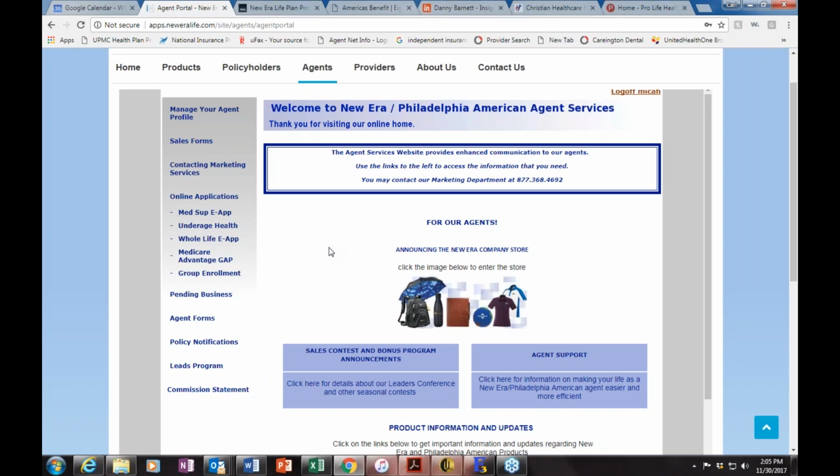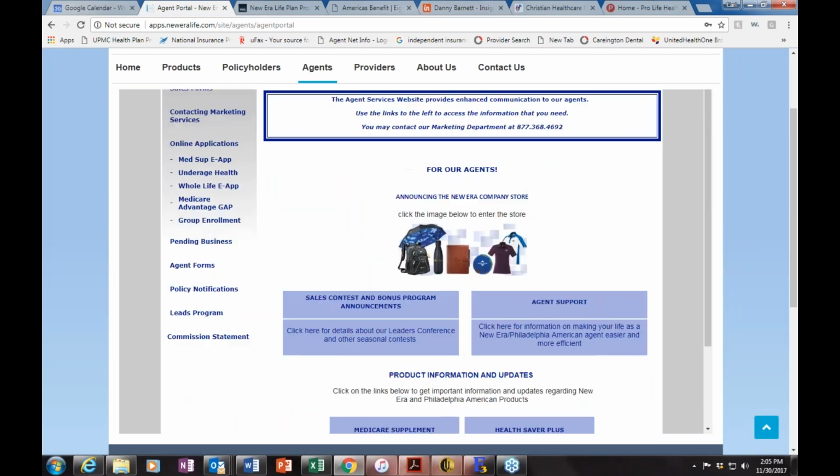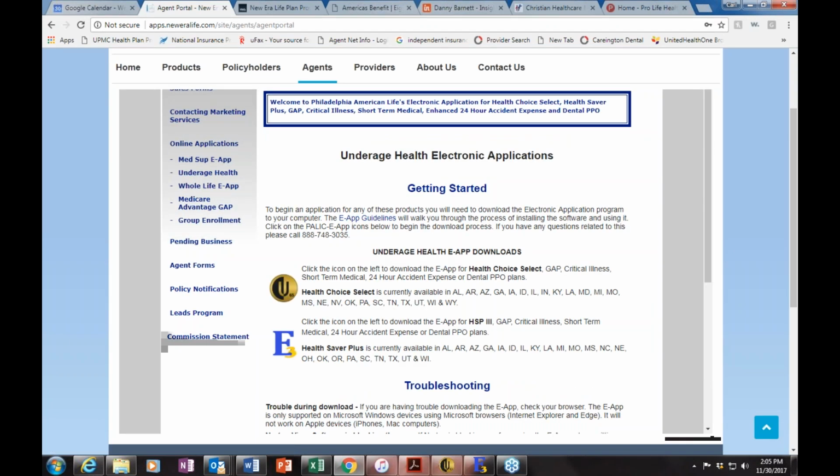The very first thing after registration that you're going to want to do is download the e-applications, and these are how you will run your quotes and get the quoting software. You want to go onto the online applications and click on Underage Health. Okay, you'll notice that there are two icons. You're going to want to download both of them.